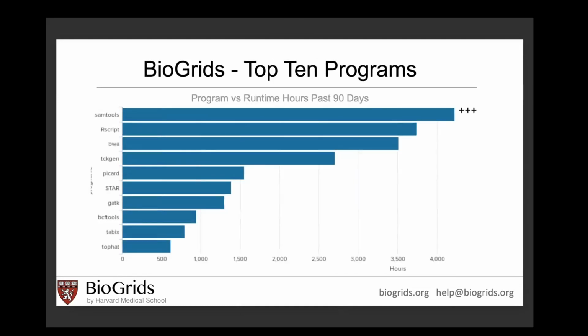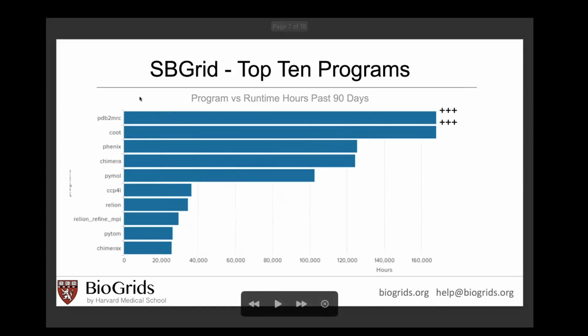To give you an example of the kinds of programs available in BioGrids, this is a list of the top 10 programs by runtime for the past 3 months. If you're familiar with life sciences software, these will all be very familiar: SAMtools and R, BWA, an aligner, Picard, STAR. The GATK toolkit from Broad is also very popular. These are common, very widely used tools. And just to contrast that, the SBGrid top 10 titles from the past 3 months are probably tools you're all familiar with: Coot, Phoenix, Chimera, Relion, and whatnot.